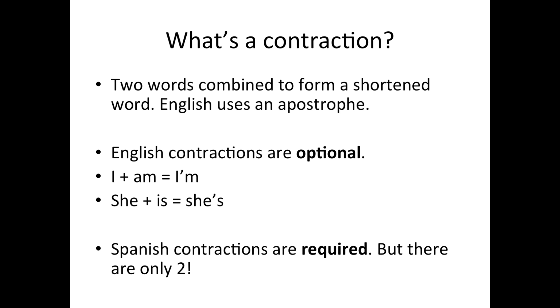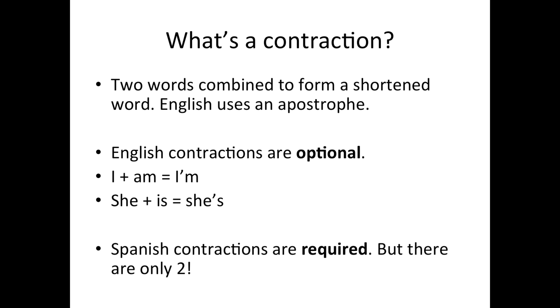English uses an apostrophe where the gap is, okay? So remember, in English, contractions are optional. Some examples are I am. We can contract that word, use an apostrophe in the middle, and it becomes I'm. Another one, she plus is becomes she's. Would plus not becomes wouldn't, right? These are contractions, but they're not required in the English language.